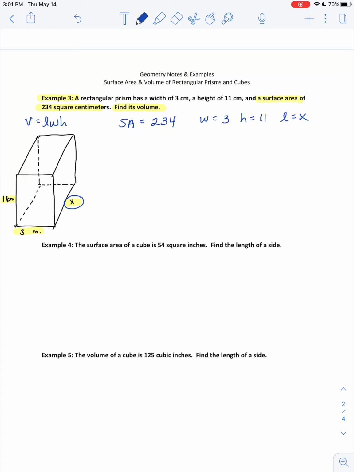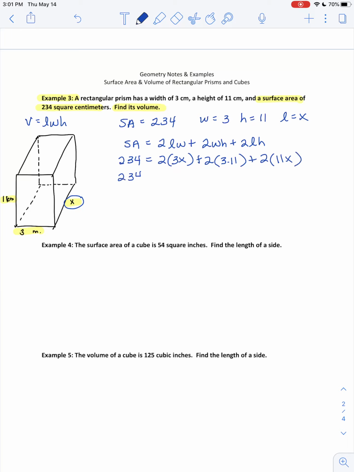So we're going to start by using the surface area formula. Again, I'm going to jot that down. 2LW plus 2WH plus 2LH. And now plug in everything you know. So surface area is 234 equals 2 times L times W, so that's going to be 2 times 3x, plus 2 times W times H, so that's 2 times 3 times 11, plus 2 times LH, 2 times 11 times x.